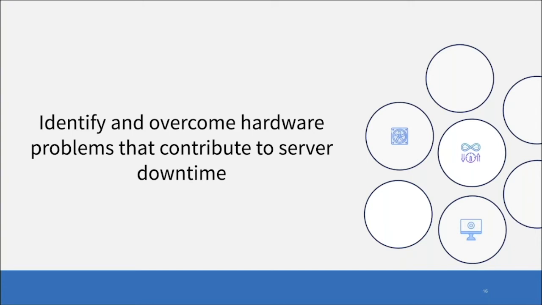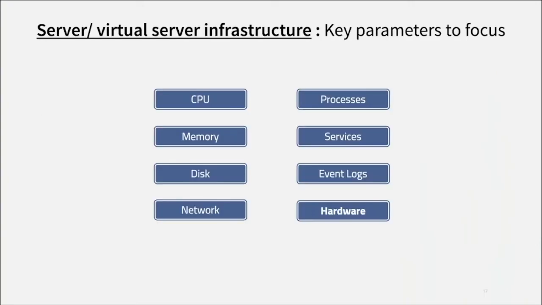Now, before we discuss in detail about hardware problems, let us take a quick overview at all the different key parameters that one has to focus on when we're talking about infrastructure monitoring. Now, it goes without saying that the CPU and memory utilization parameters are the fundamental parameters that we have to monitor when it comes to our server health.